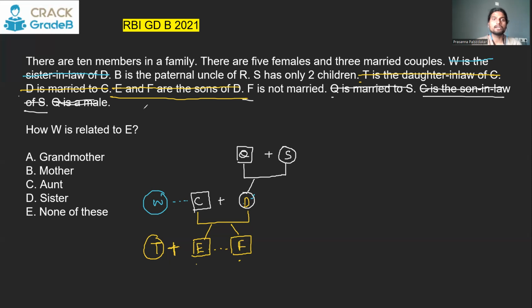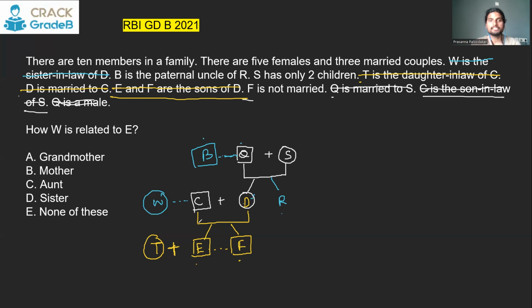P is the paternal uncle of R. Paternal uncle means B and R's father should be brothers of each other. Brother of each other is only possible in this case, because this is a male already. So that means B is this person. So B is the paternal uncle of R. That means R is going to be another child. R's paternal uncle is going to be P.